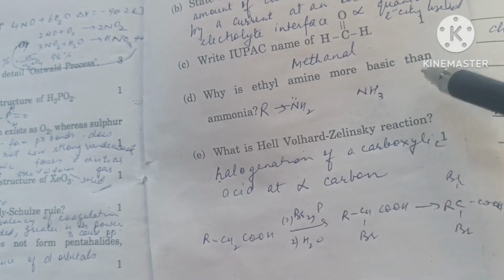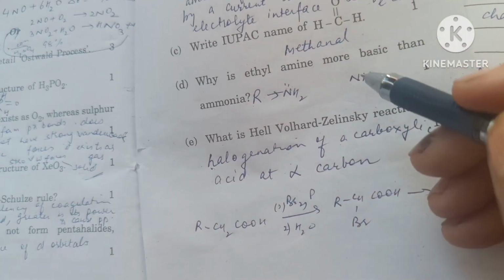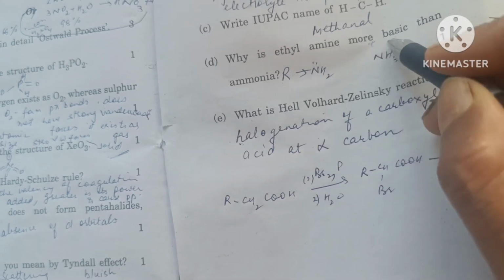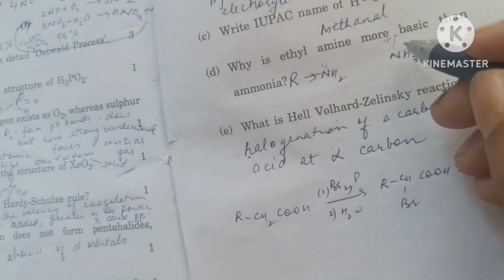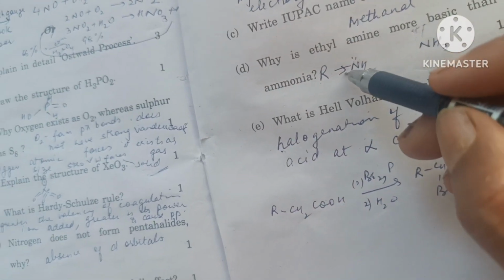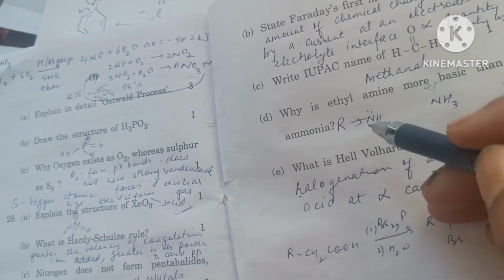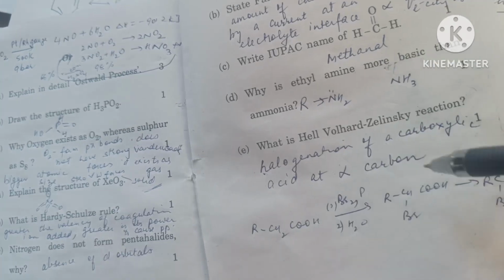Why is ethylamine more basic than ammonia? Ammonia में basic nature because of presence of lone pair of electrons है on nitrogen atom. Alkyl amine में availability of electron बढ़ जाती है क्योंकि alkyl का प्लस आई इंडक्टिव इफेक्ट जो है अवेलेबिलिटी ऑफ इलेक्ट्रॉन बढ़ा देता है.